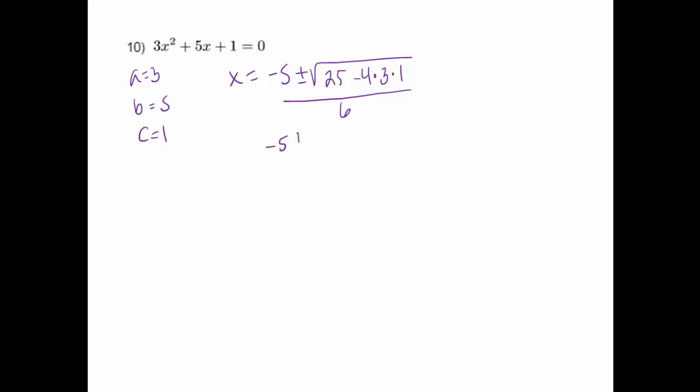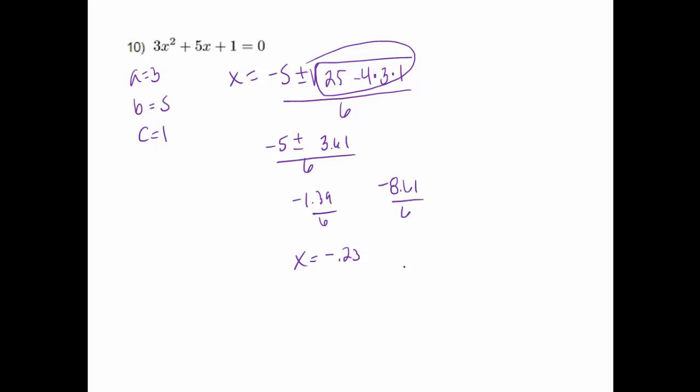And so from here we're going to get negative 5 plus or minus. If you type this square root into your calculator, you will get 3.61, and then we're going to divide by 6. So negative 5 plus 3.61 is negative 1.39. We're going to divide by 6, and when we do that, we're going to get negative 0.23. And then we're going to do negative 5 minus 3.61. That will give us negative 8.61 divided by 6, and that gives us negative 1.44.